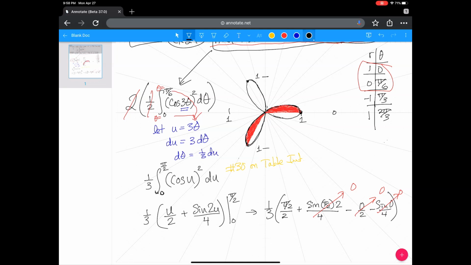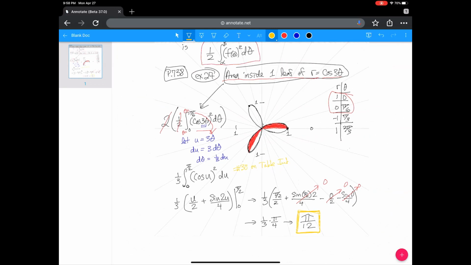So all I get is 1/3, and pi over 2 divided by 2 becomes pi over 4. And then if I multiply those, I get pi over 12. That's our answer. So what was that we found? Again, that was the area inside one leaf of r equals cosine 3 theta.